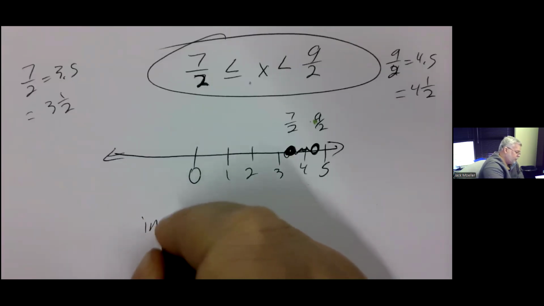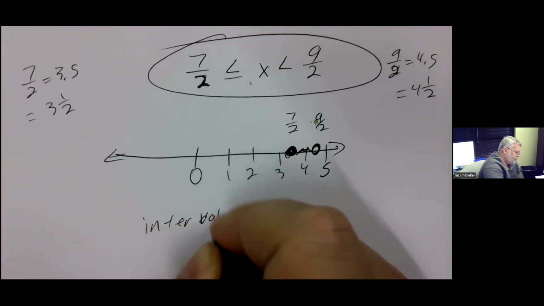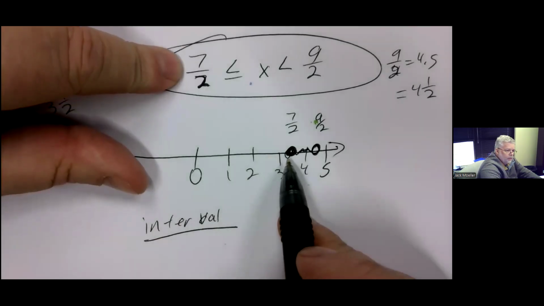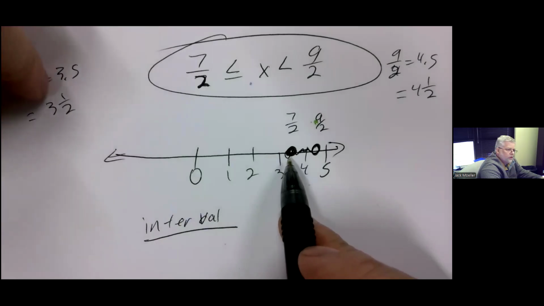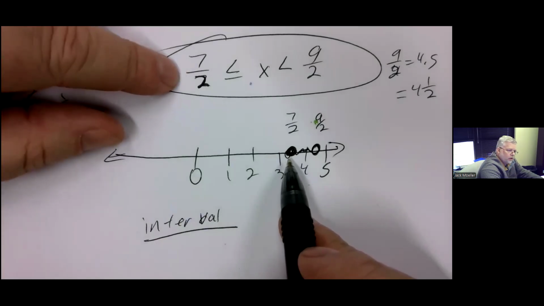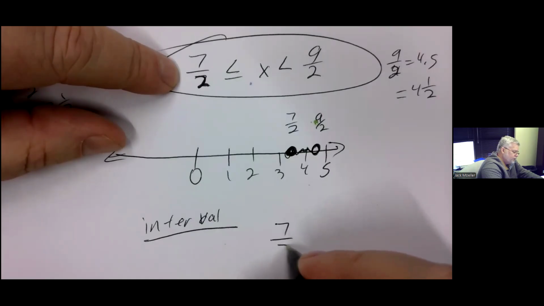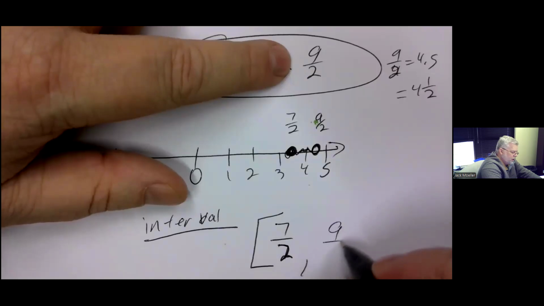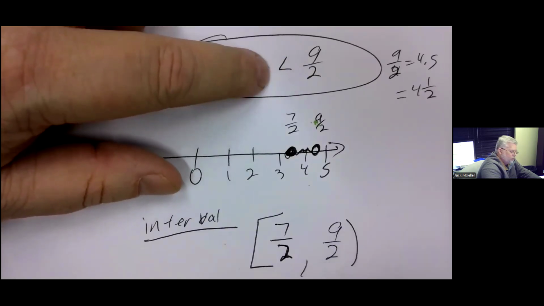And now for the interval notation, how far left do we go? Use whatever number that you got up here. Don't use the decimals or mixed numbers that you used to graph it. Use the numbers that you had in your inequality. So on the left, it's 7/2. It has the equal, so it's a bracket. On the right, it's 9/2 with no equal, so it's a parenthesis.